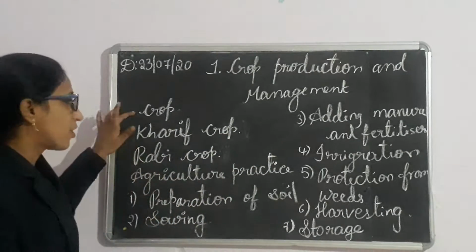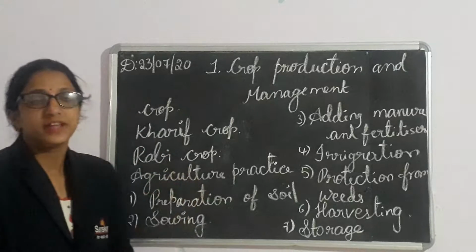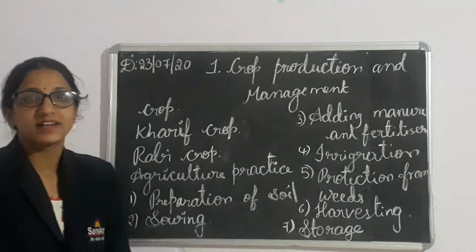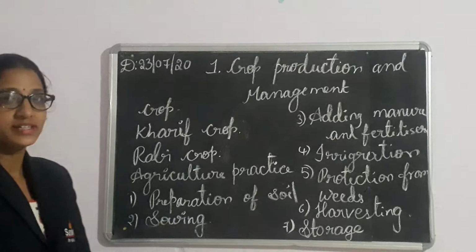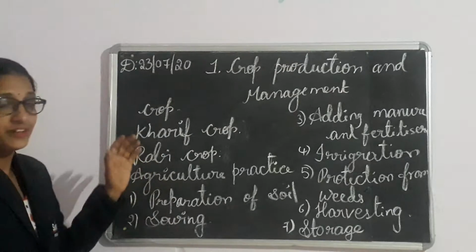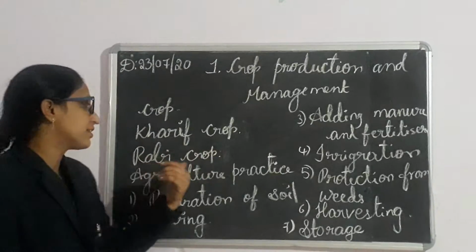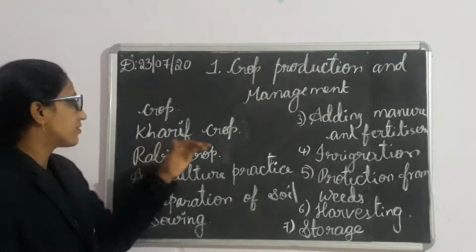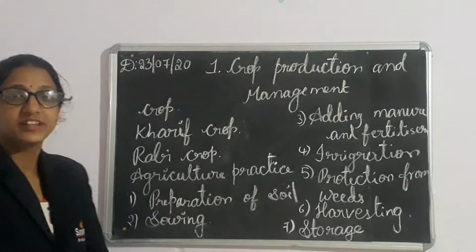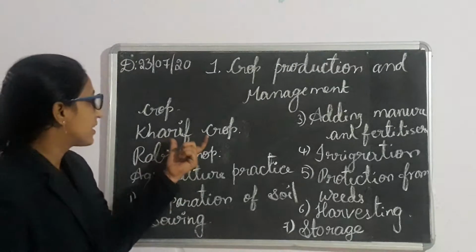We learned about crops. What is a crop? Growing the same kind of plants on a large scale is known as a crop. We learned that in India there are two types of crops, two patterns of crops. One is kharif crop and the second one is rabi crop. Kharif crops are the crops which grow in the rainy season.